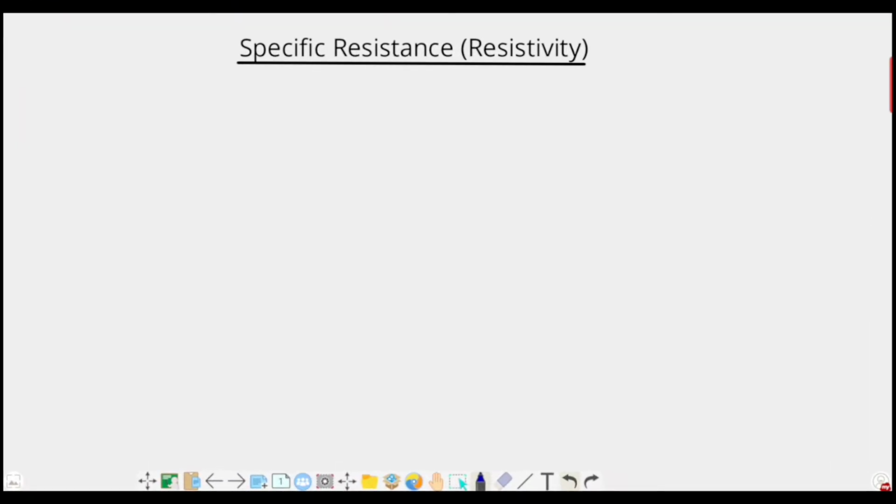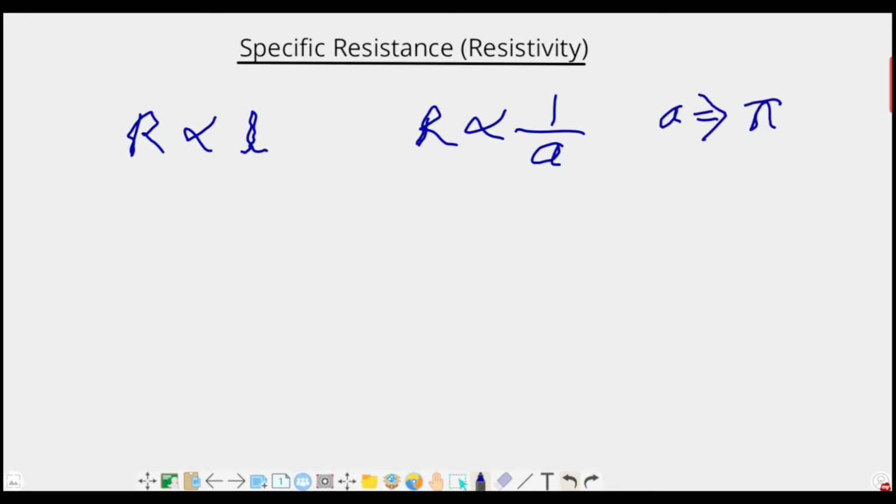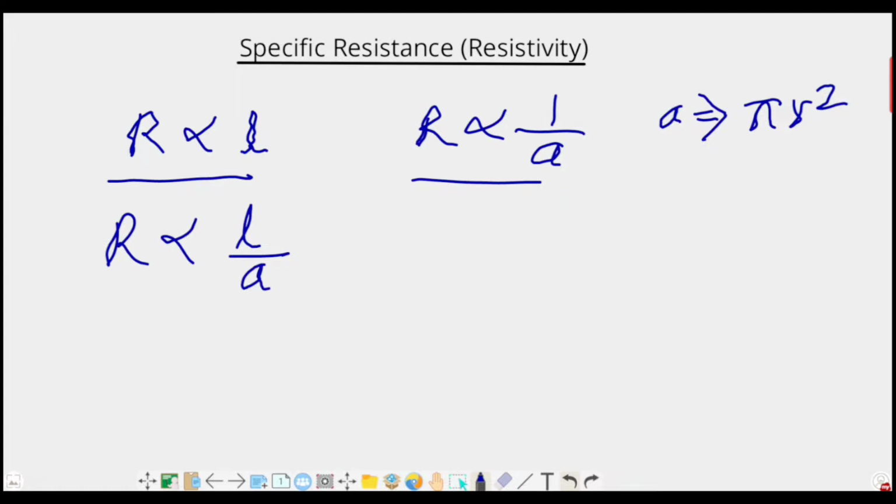Now students, let's discuss specific resistance or resistivity. In the previous video we have done that the resistance of the wire is directly proportional to its length and inversely proportional to its area of cross section. Area of cross section, as we have already done, indicates the thickness of the wire, so it corresponds to pi r square. Now when I combine both these equations, I will get R is proportional to L by A. When you convert this into an equation, you have to insert one constant.